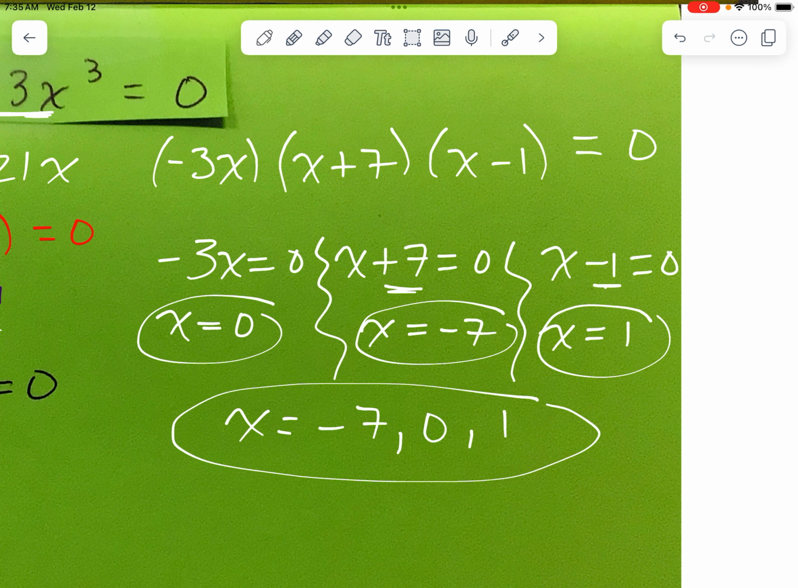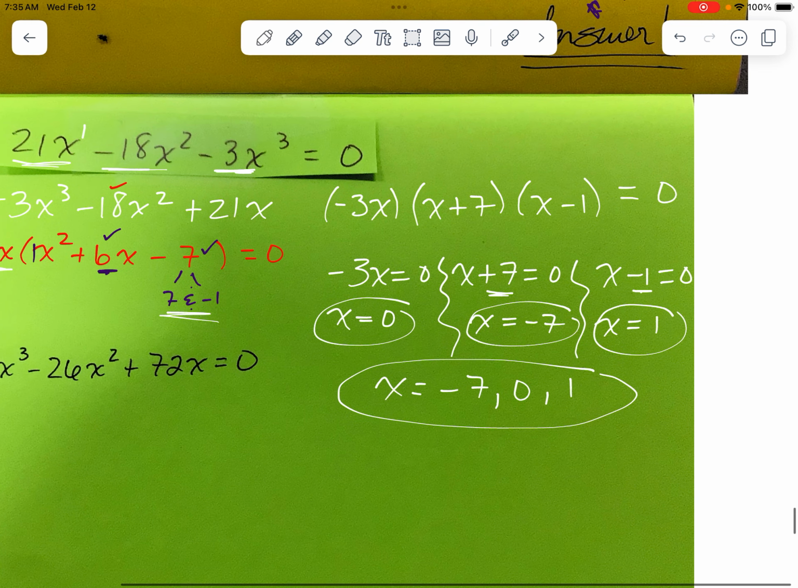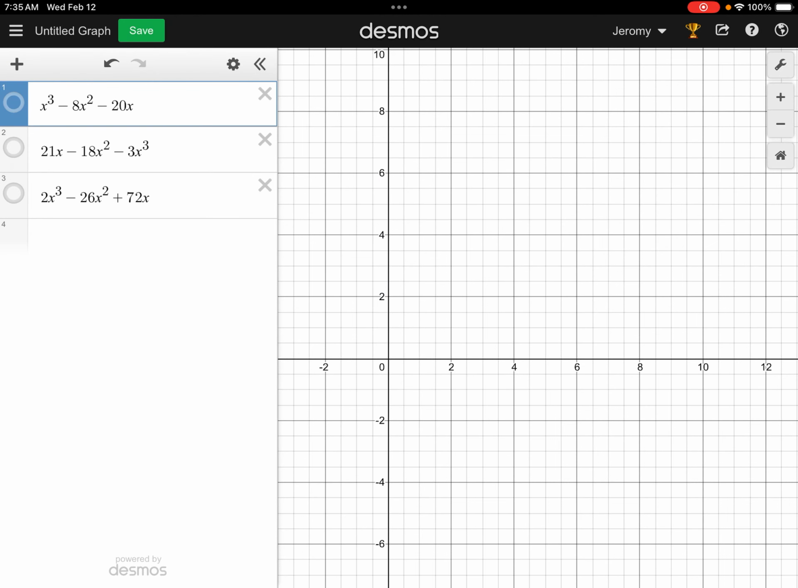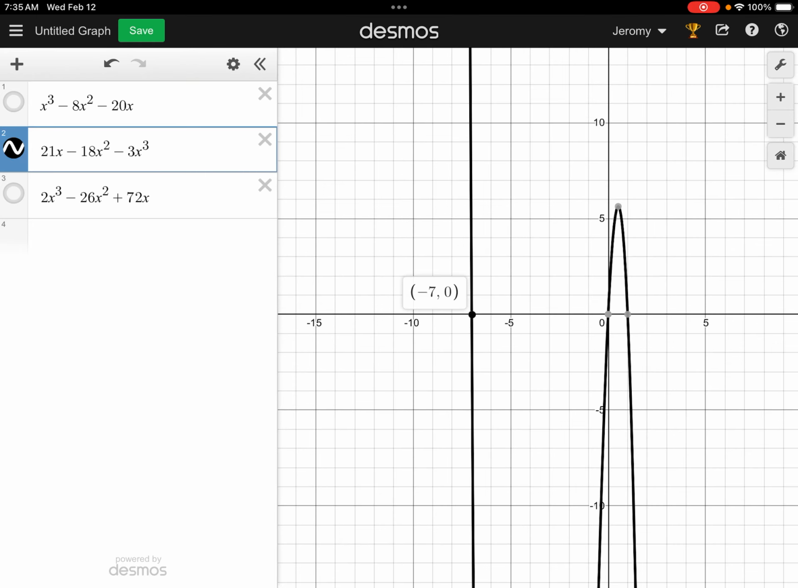Let's see if that shows up graphically. Negative 7, 0, and 1. So I type in my problem. I don't have to rewrite the problem here. So we have negative 7, 0, and 1. You're only looking at the x coordinate, or the x value of the coordinate.